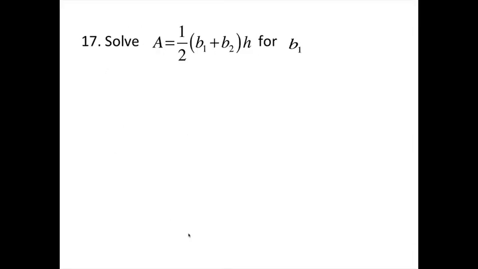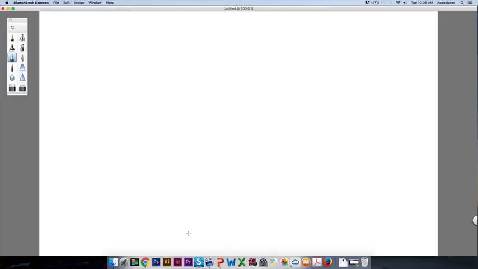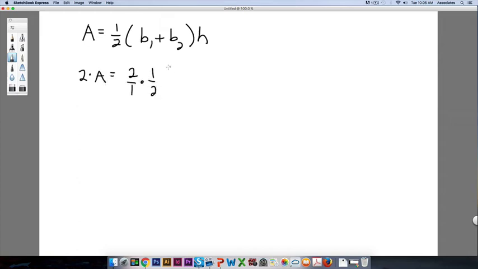Our very last problem is a literal equation too. This is for the area of a trapezoid. And this is about the most complex one on the review. So let's go to our slate and let's see how we can do this. All right, so let's copy down the formula. The area is 1/2 the sum of the bases times the height. So again, I have a fraction here. Let's get rid of it by multiplying by the reciprocal. So reciprocal of 1/2 is 2/1.